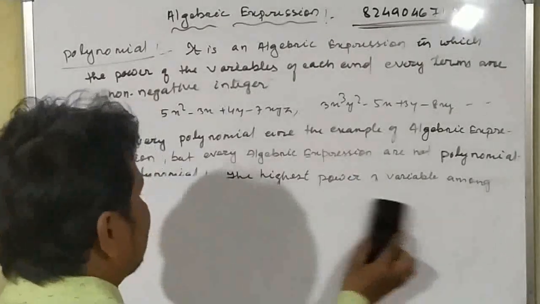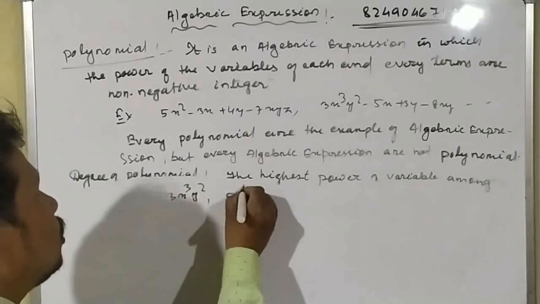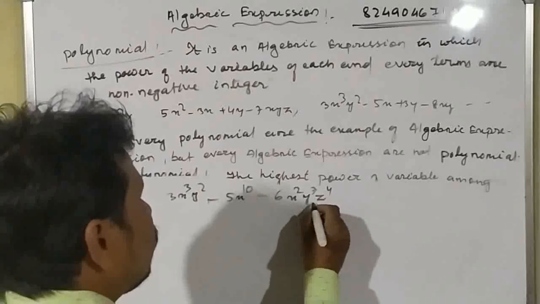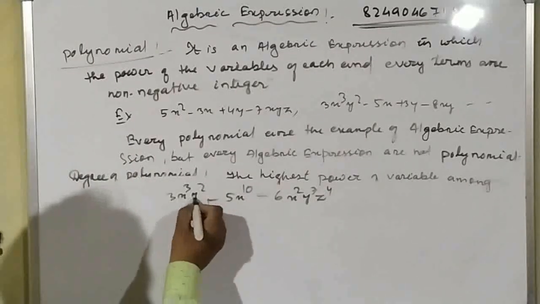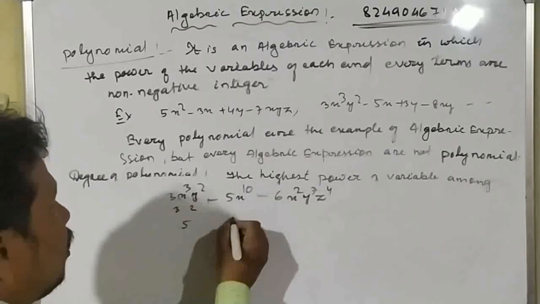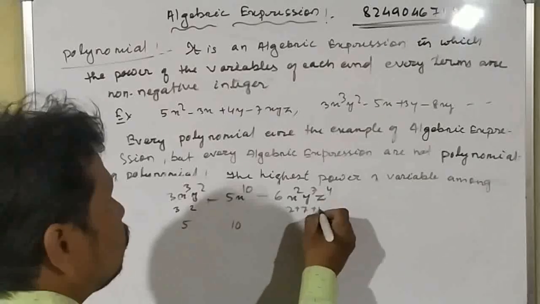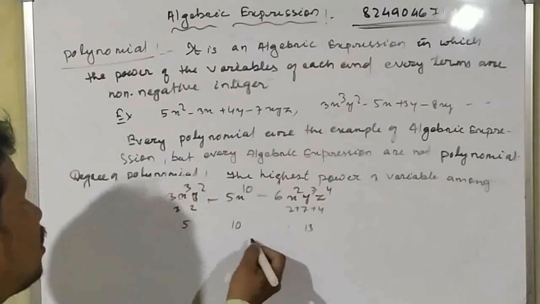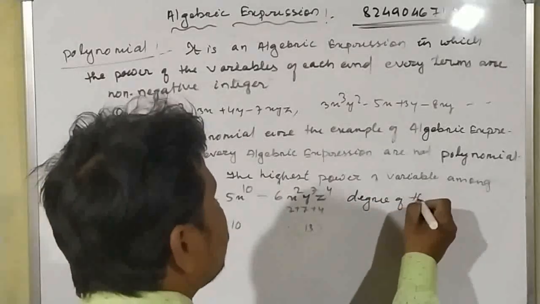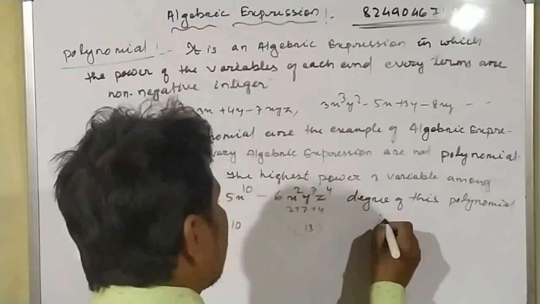Now we will write another example to find the degree. Suppose we have 3x³y² minus 5x¹⁰ minus 6x²y⁷z⁴. Here in the first term two variables are used, the power of x is 3 and the power of y is 2, so the total power is 5. Here the power is 10. And here the power of x is 2, the power of y is 7, plus the power of z is 4, and the result is 13. Okay student? Which one is the highest? 13 is the highest. So the degree of this polynomial is 13.